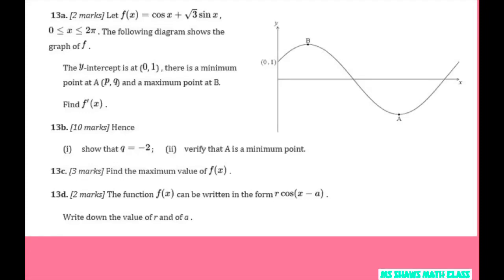Everyone, let f of x equal cosine x plus square root of 3 sine of x, and we're between 0 and 2 pi. The y-intercept is (0, 1) here. There's a minimum point at A, which is (P, Q), and a maximum point at P. So first we're going to find the derivative and then show that Q equals -2.